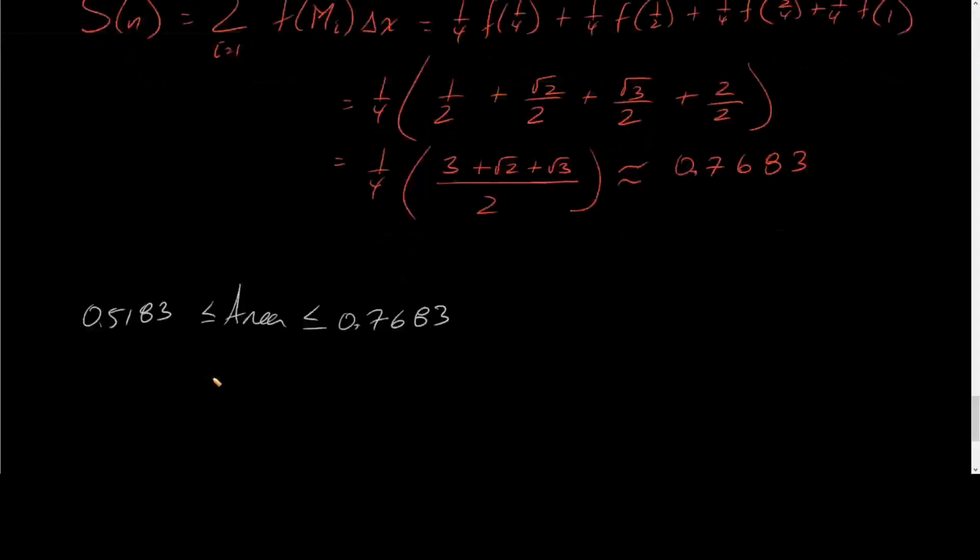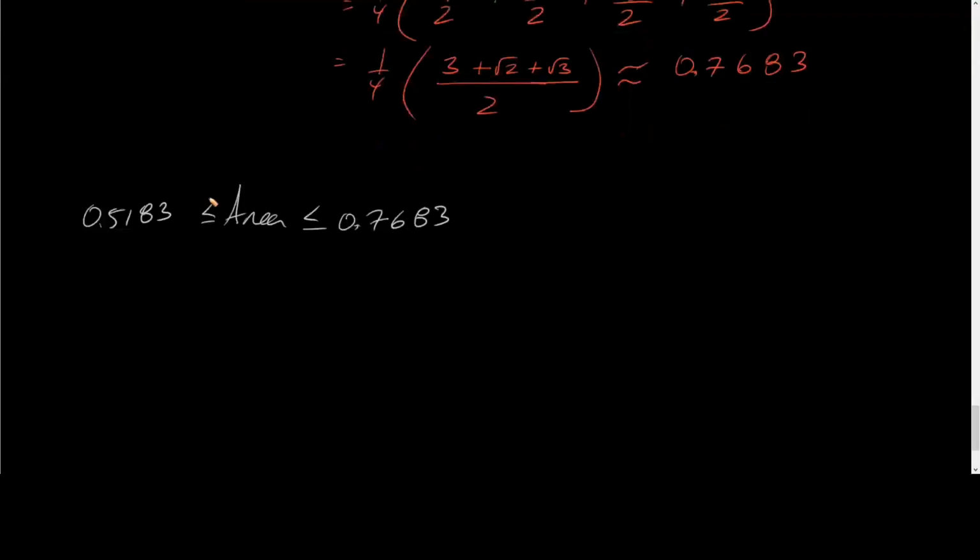Now, we do have ways of finding the true area, right? We'll discuss that later. But I will tell you here that the actual area is 2/3, which happens to be 0.6 repeating. And 0.6 repeating is definitely between 0.5 and 0.7, right? So there you go.